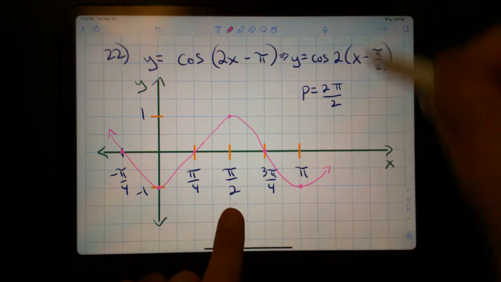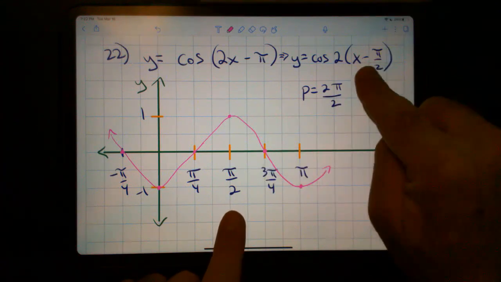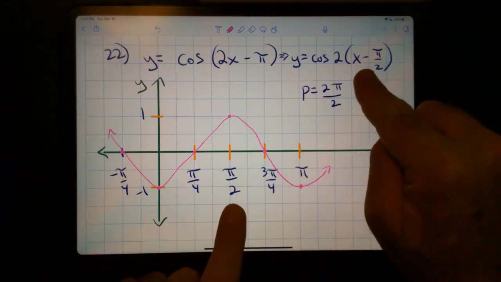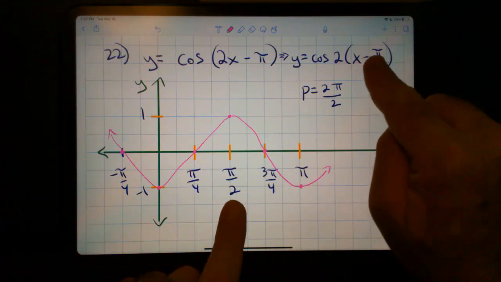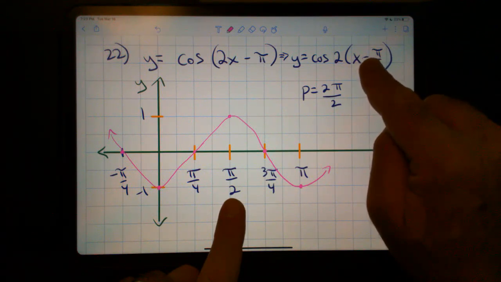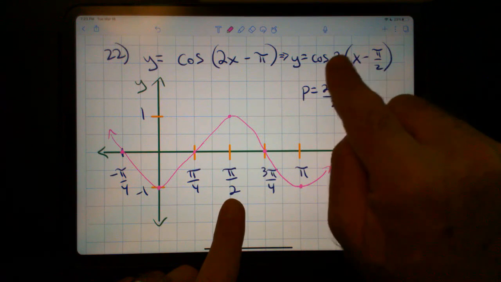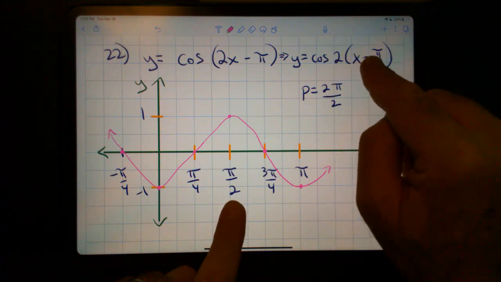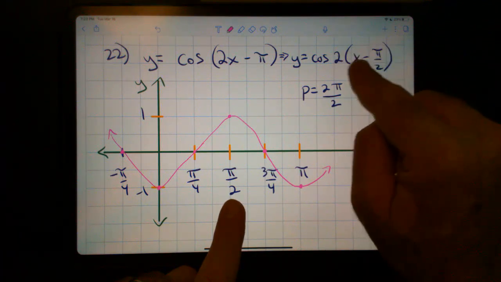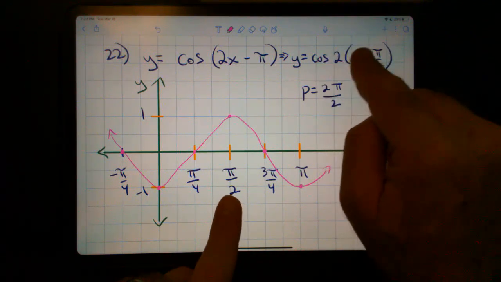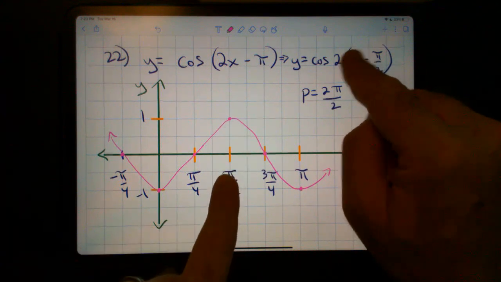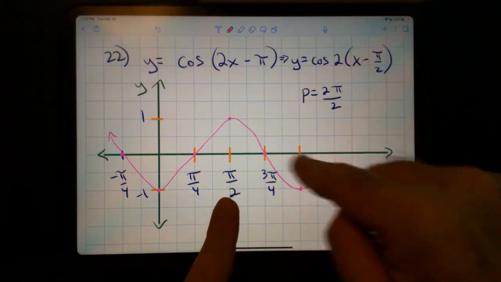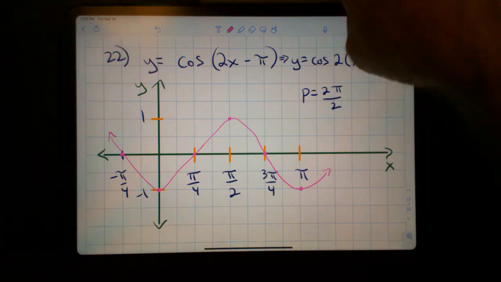Because when x is pi over 2, we have pi over 2 minus pi over 2 is 0. Cosine of 0 is 1. No, I'm sorry. When x is pi over 2, pi over 2 minus pi over 2 is 0. 2 times 0 is 0. Cosine of 0 is 1. So that point is on the curve, and then finish it out.